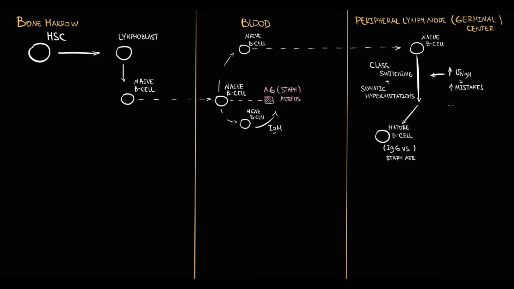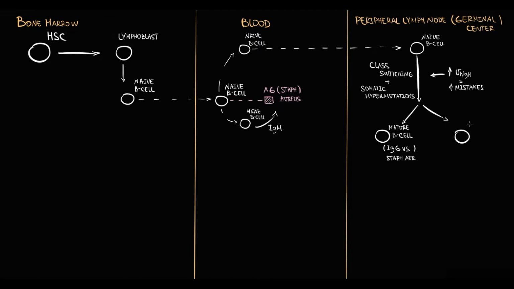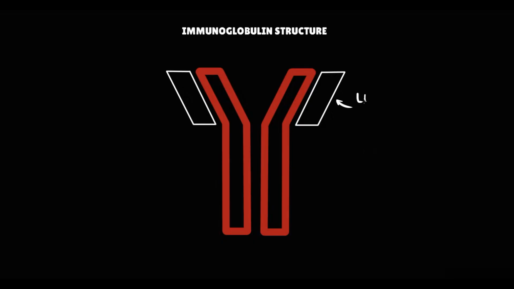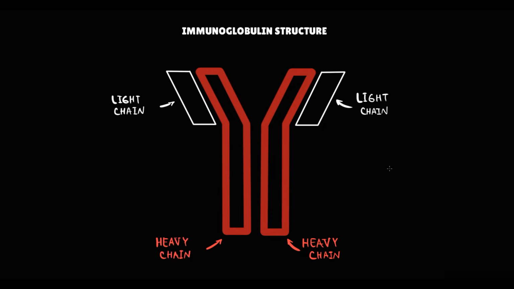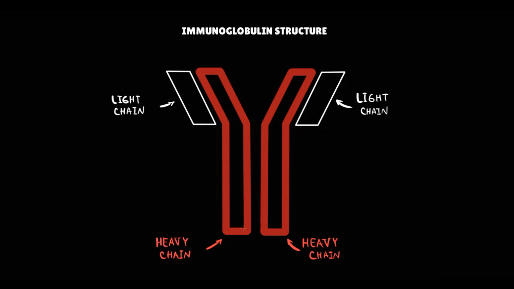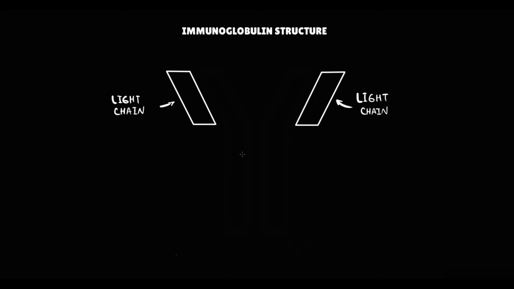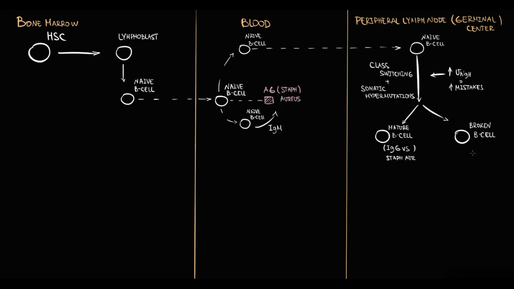And because of that, during class switching and somatic hypermutations, a lot of B cells are produced broken, with inability to produce effective antibodies. Recall that antibodies consist of 2 light chains and 2 heavy chains, and during class switching and somatic hypermutations, some plasma cells are produced broken. Such broken plasma cells can produce just antibodies with only light chains, for example. And obviously such an antibody cannot help to kill the bacteria. Usually such broken B cells immediately activate apoptosis and die in a process called negative selection.